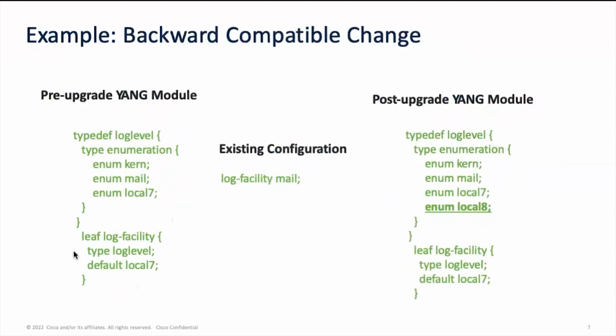The second example is about a backward compatible change. It's the same Yang model, also the same configuration, but in this case, instead of removing something from the enumeration, we added a new enumeration, which is local 8 here. So we kept mail. This case is obviously backward compatible since mail, the existing configuration, is still valid per the new specification.